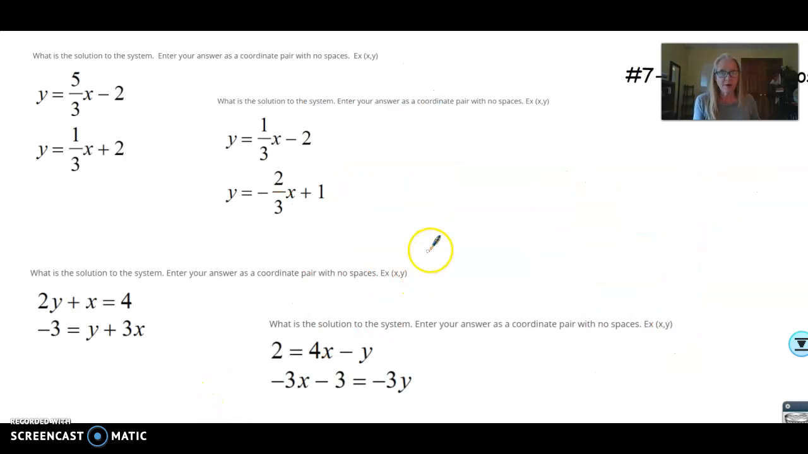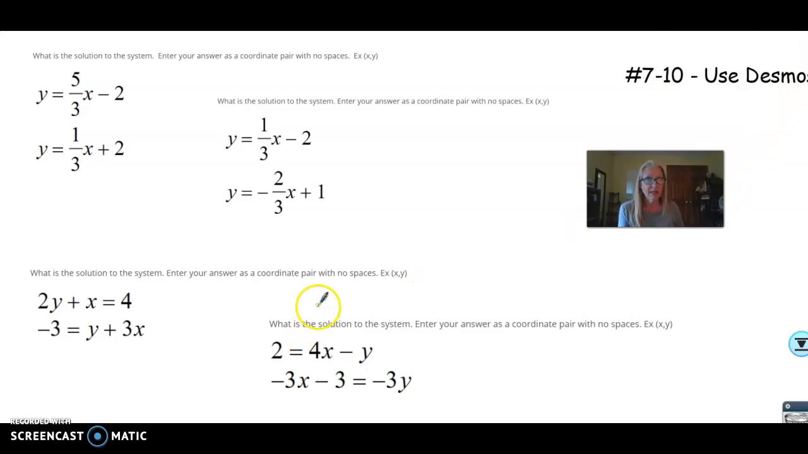Now, the last 4 problems. The last 4 problems ask you to find the solution. All 4 of these have one solution. You just have to find where they intersect, okay? And all 4 of these can be solved very easily using Desmos.